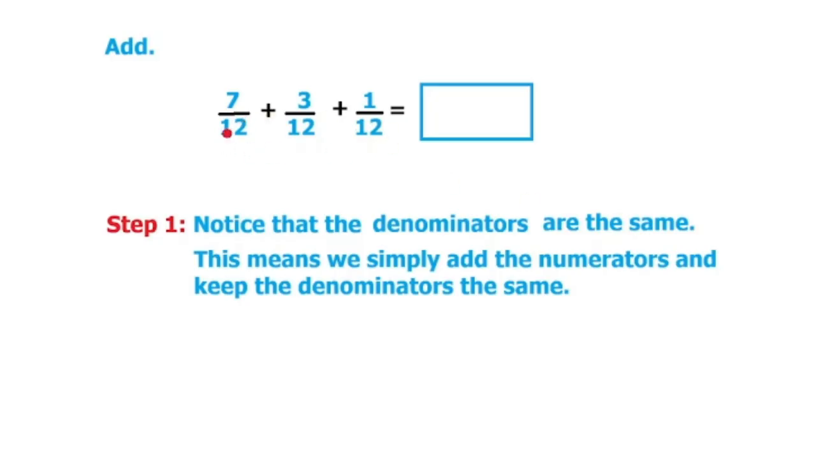What we need to always remember is if you notice that the denominators are the same, that means you can just simply add the numerators and then just keep the denominator the same in the answer. So all we have to do is add these up. 7 plus 3 plus 1 is 11. 11 over 12. So we put 11 here, and then the denominator stays the same in the answer. So it's 11 over 12. And this is very simple. You just always need to remember about the denominator.